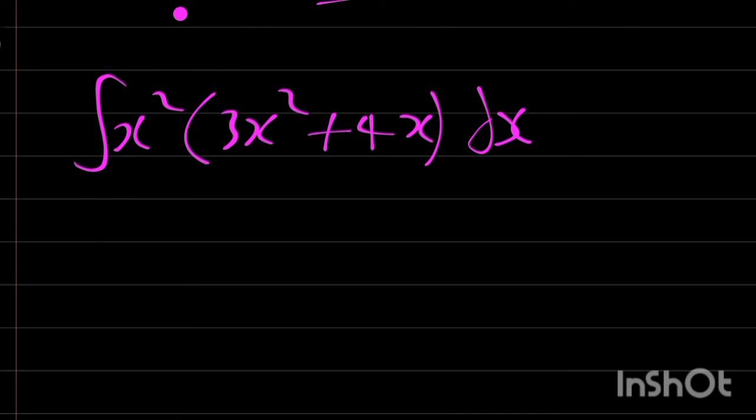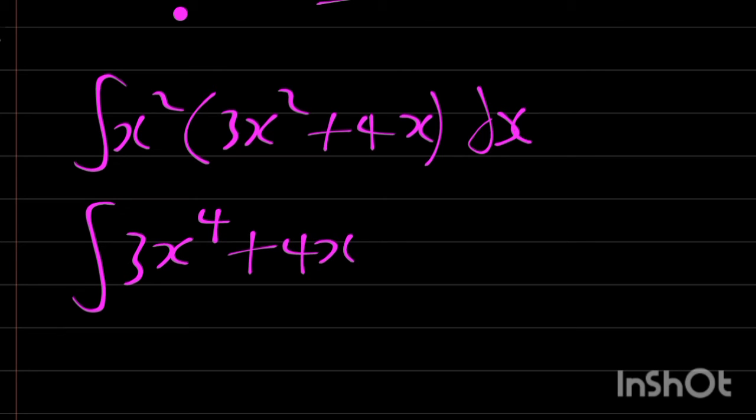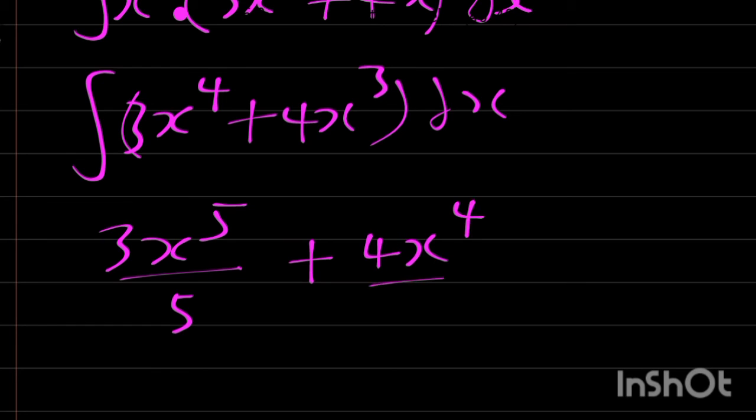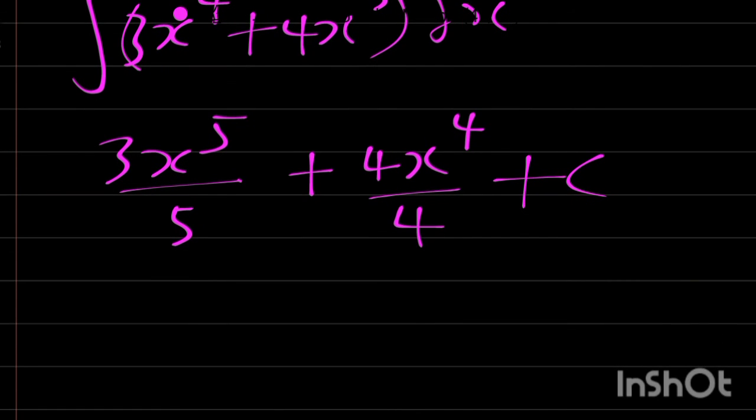All I'm going to do, I will just expand the bracket. Therefore, I have 3x raised to power 4 plus 4x raised to power 3, with respect to x. Then I will integrate each term. I'm going to have x raised to power 5. Don't forget your 3 over the new power 5, then plus 4x raised to power 4. Increase the power of x by 1 and divide by the new power. Plus c. We talk about this constant later.